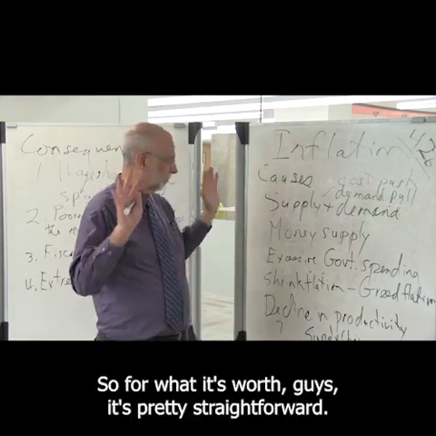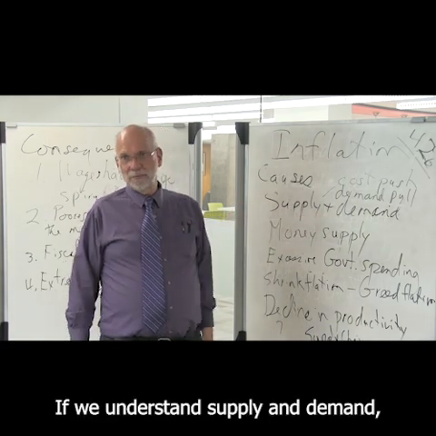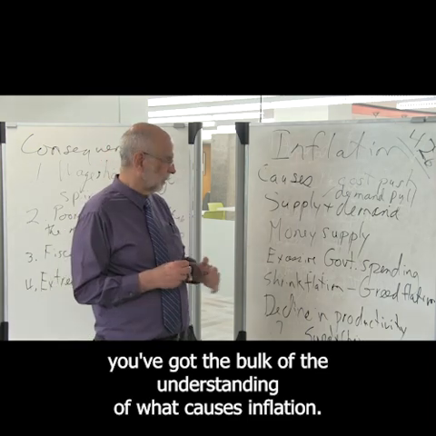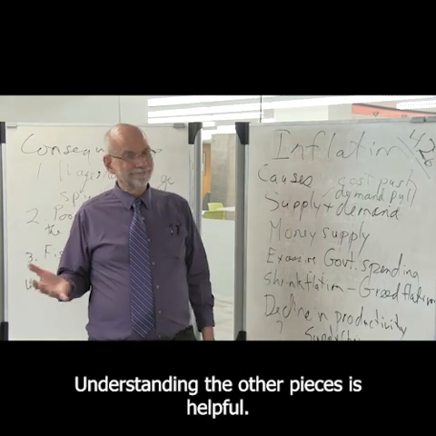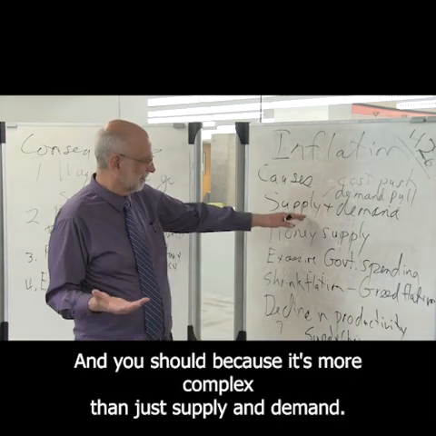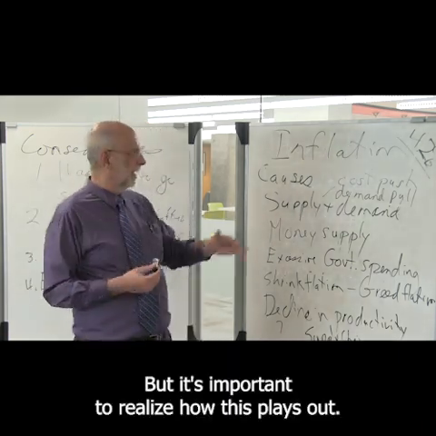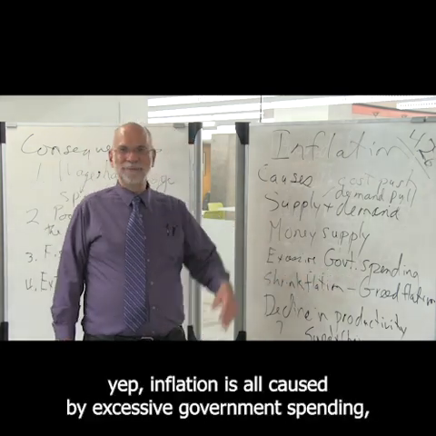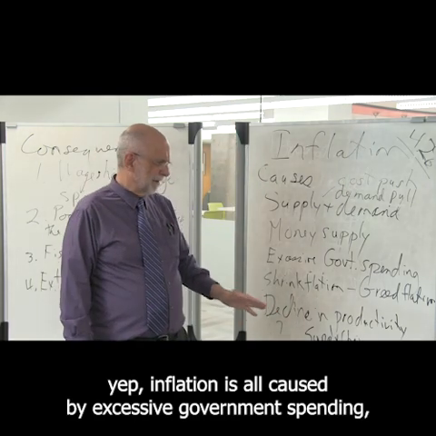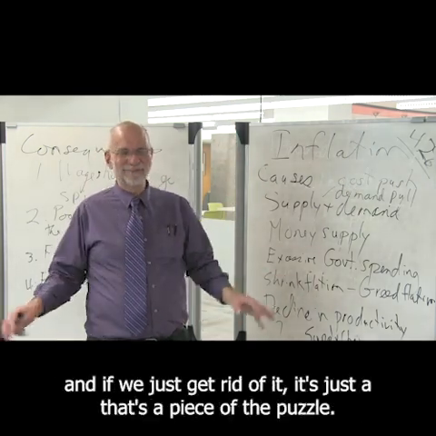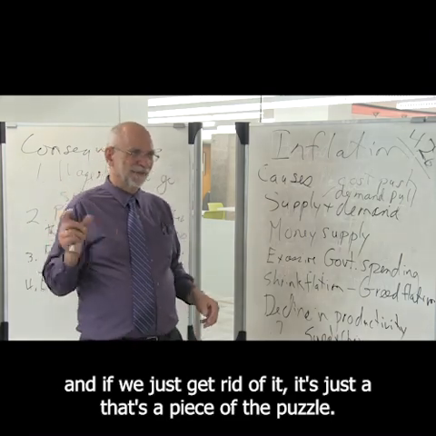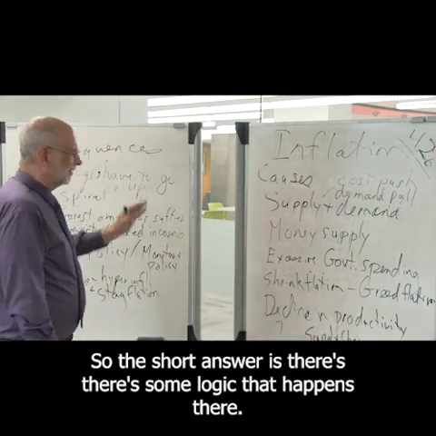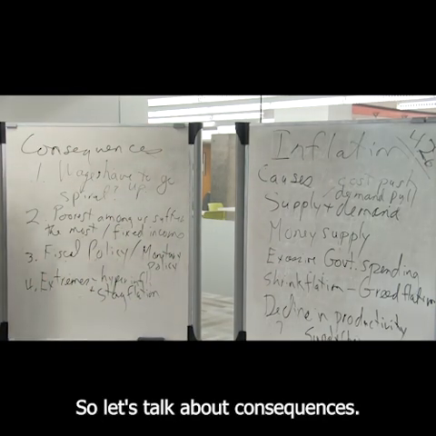So for what it's worth, guys, it's pretty straightforward. If we understand supply and demand, you've got the bulk of the understanding of what causes inflation. Understanding the other pieces is helpful, and you should, because it's more complex than just supply and demand, but it's important to realize how this plays out. I get irritated with the folks who say, yep, inflation is all caused by excessive government spending, and if we just get rid of it, no, that's a piece of the puzzle. So the short answer is there's some logic that happens there. So let's talk about consequences.